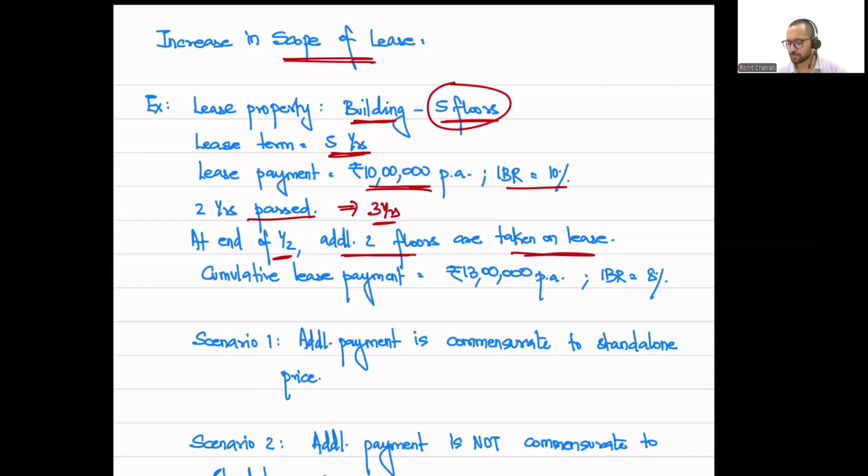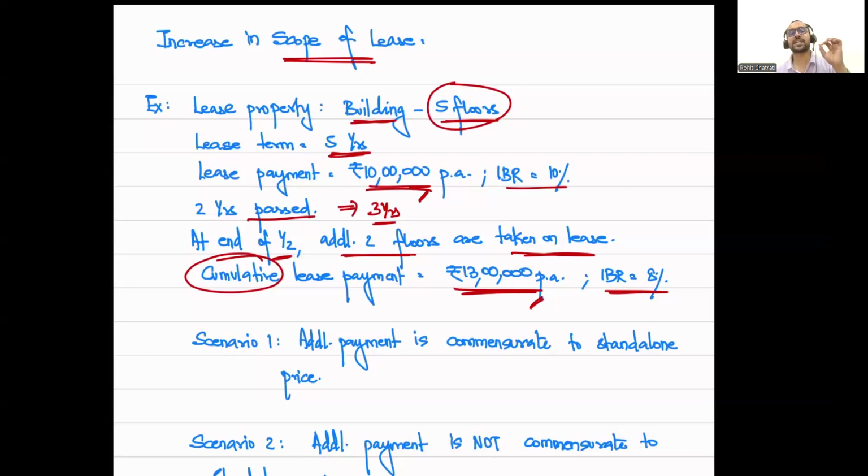The cumulative lease payment, let us say, is going to be 13 lakhs per annum. What do I mean by cumulative? What I mean is the original 5 floors plus the additional 2 floors, we are going to make a payment of 13 lakhs per annum. So therefore, the incremental lease payment that we're making for the additional 2 floors is 3 lakhs per annum. The difference between 10 and 13 is the incremental payment of 3 lakhs per annum that we are making for these additional 2 floors.